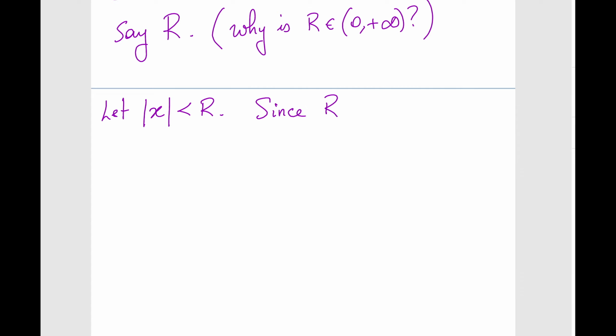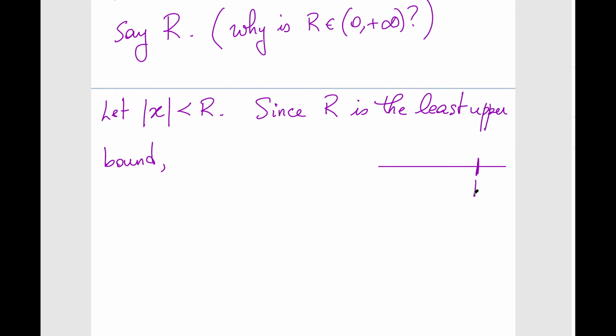Since R is the least upper bound, remember least upper bound? So we gave a picture on the previous page. So this is R. Absolute value of x is somewhere here. So since R is the least upper bound, this guy cannot be an upper bound anymore. As such, I'm going to be able to find an element here. I'll call it alpha. That's in the set D, right? Because R is the least upper bound, so there is always a number alpha in any opening, and that number is in the domain, is in the set D, right?